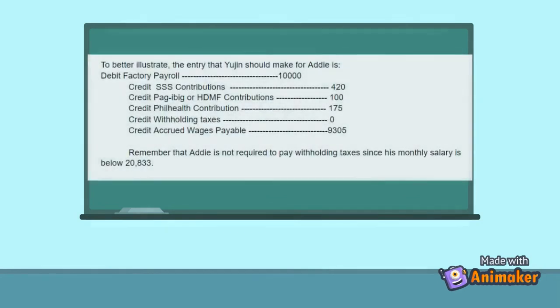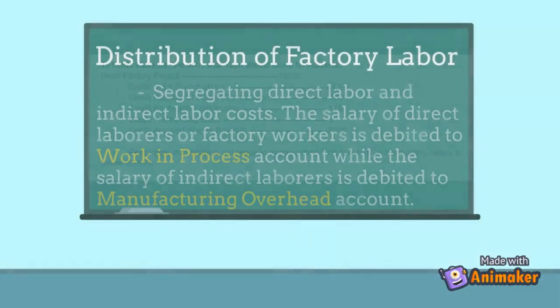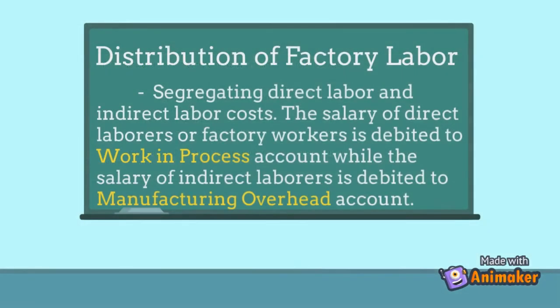To better illustrate, the entry that Eugene should make for Addie is debit factory payroll 10,000, credit SSS contributions 420, credit Pag-IBIG contributions 100, credit PhilHealth contribution 175, credit accrued wages payable 9,305. Remember that Addie is not required to pay withholding taxes since her monthly salary is below 20,833. It is also included in Eugene's job to distinguish direct labor and indirect labor costs.